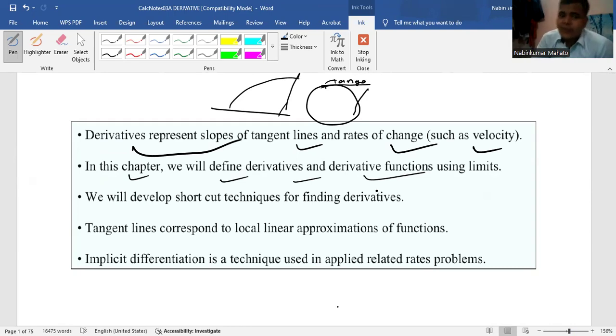We will develop shortcut techniques for finding derivatives. Finding or calculating derivatives has various different techniques, but we also discuss and develop shortcut techniques, how to calculate derivatives quickly. Tangent lines correspond to the local linear approximation of the functions. Implicit differentiation is a technique applied to related rate problems. These we also discuss in these chapters.